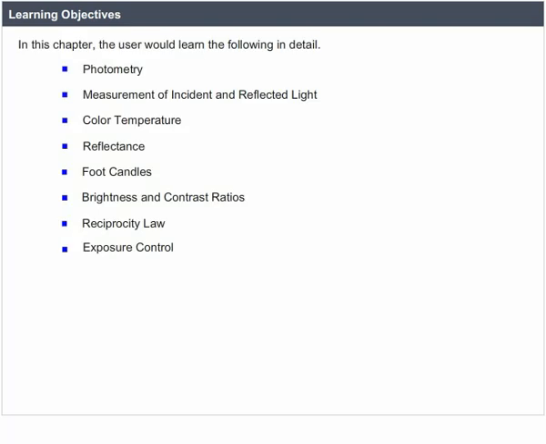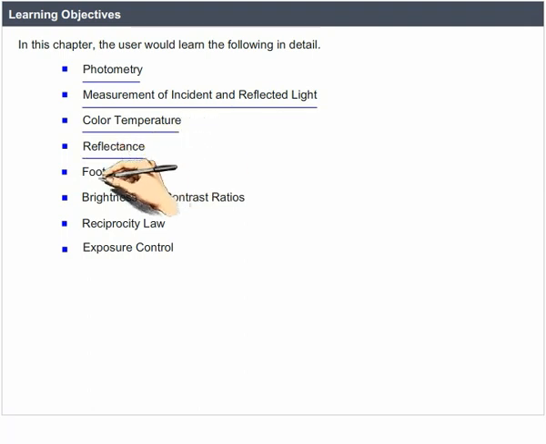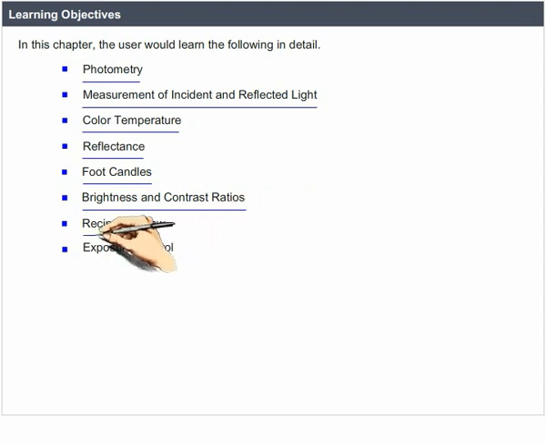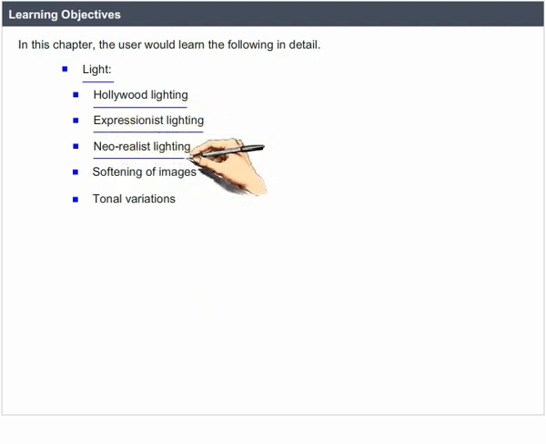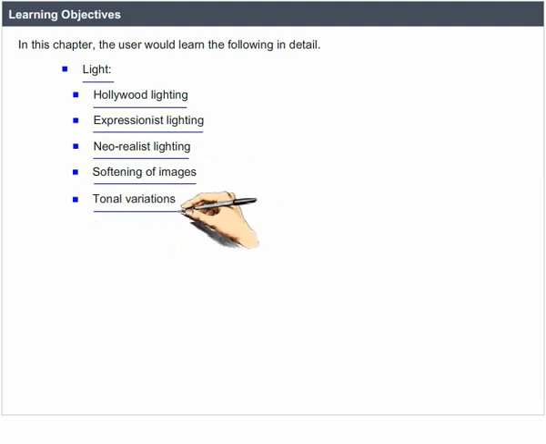Learning objectives. In this chapter, the user would learn the following in detail. Photometry, measurement of incident and reflected light, color temperature, reflectance, foot candles, brightness and contrast ratios, reciprocity law, exposure control, light, Hollywood lighting, expressionist lighting, neorealist lighting, softening of images, tonal variations.